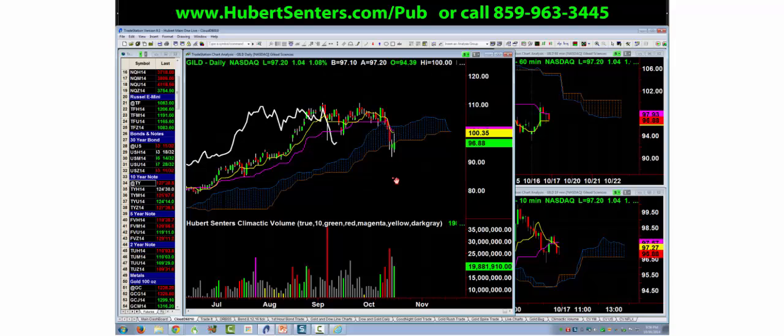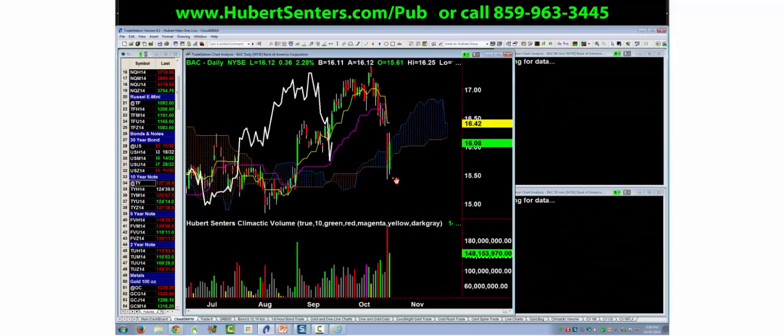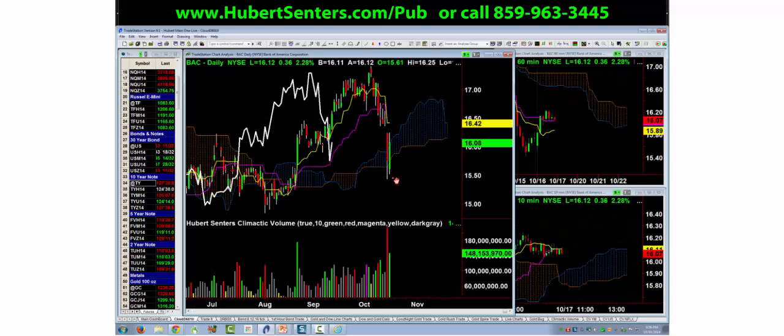All righty, let's see here. Where am I at? I'm at Bank of America, BAC. BAC is a Crazy Ivan. I would buy Bank of America with a stop at the low of this right here, the low of 1544. You had a down move and an up move. I would buy that with a stop of 1544.